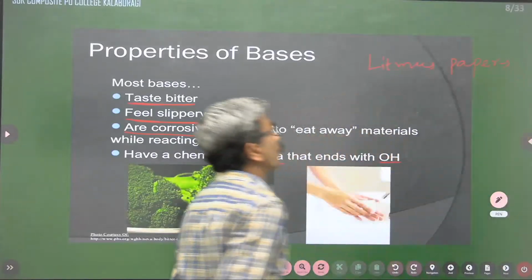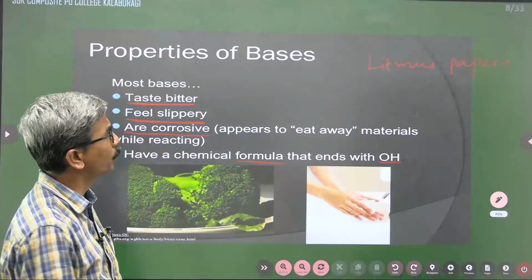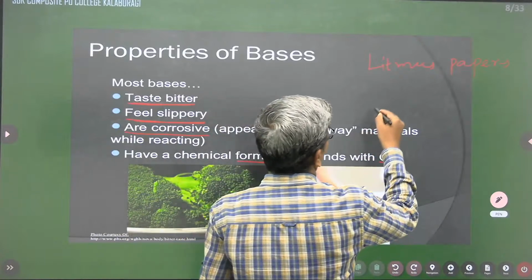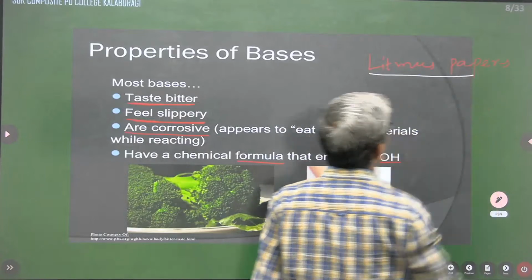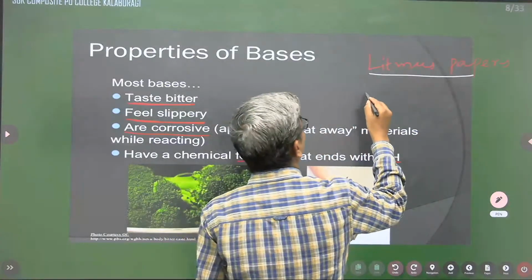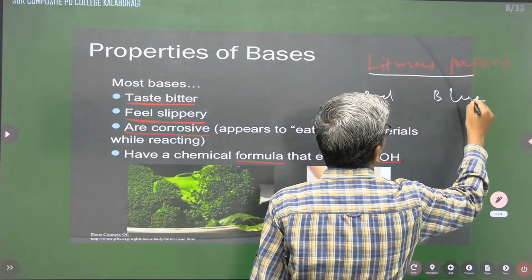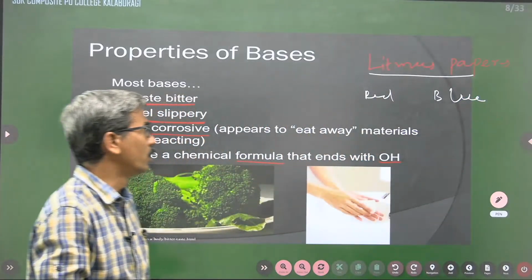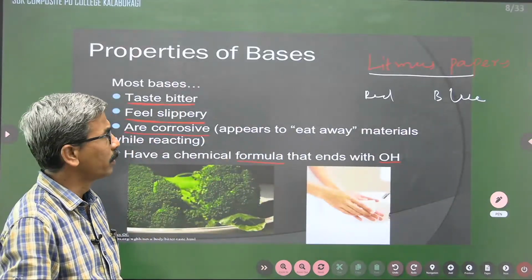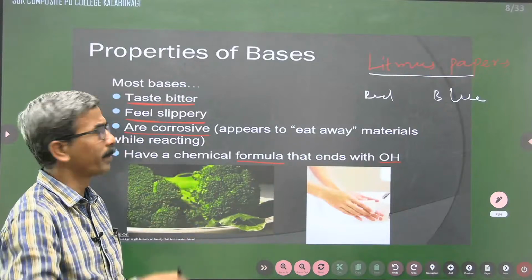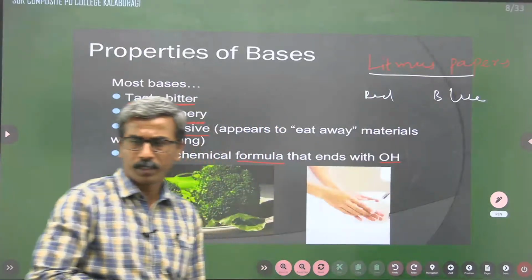Litmus papers. You take a pinch, a drop, of the solution. In the case of litmus paper, we have two types: one is red and another one is blue. Suppose you take a very small drop of this solution, and with the help of a glass rod, put it on the red litmus paper.